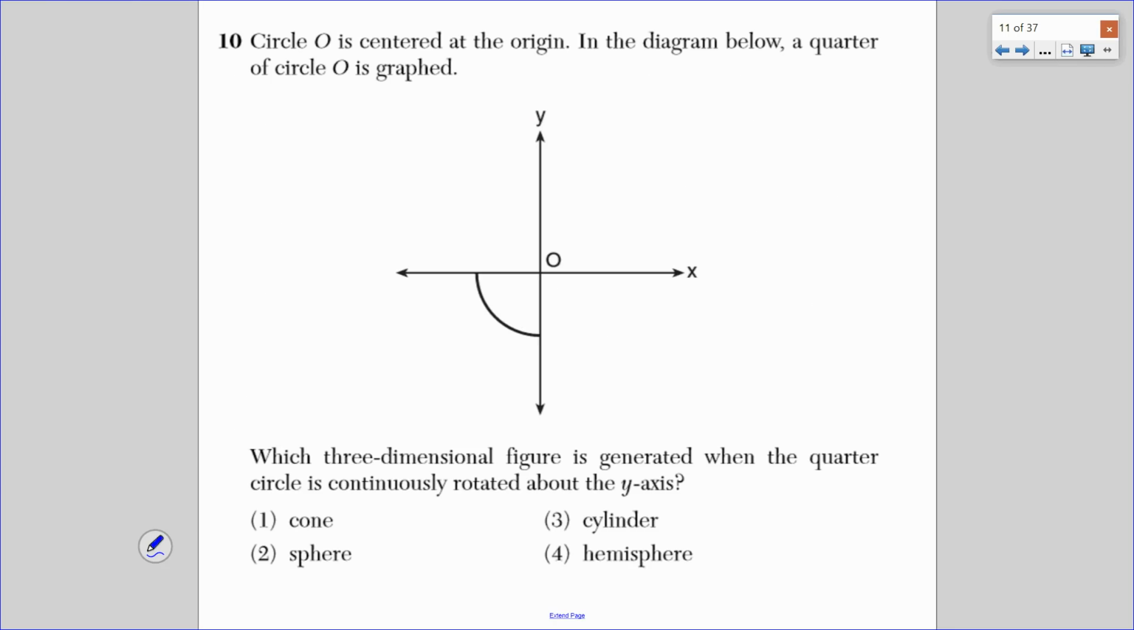Circle O is centered at the origin. In the diagram below, a quarter of circle O is graphed. Which three-dimensional figure is generated when a quarter circle is continuously rotated about the y-axis? 3D rotations. To do a 3D rotation, reflect in two dimensions over what you're rotating around. So if I'm reflecting over the y-axis, it's going to look something like that. After you reflect it in two dimensions, you connect it with a curve. What shape is that? Hemisphere. Looks like a cereal bowl. I kind of want my chocolate Lucky Charms right now.